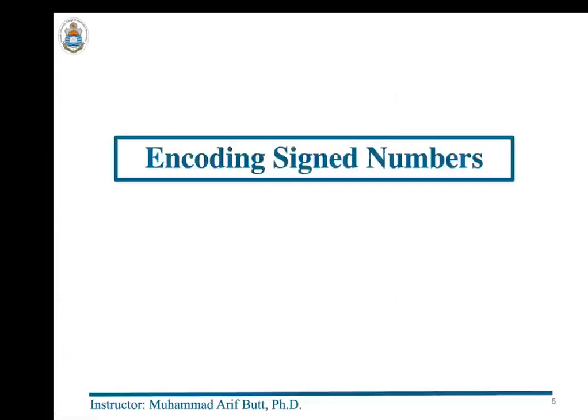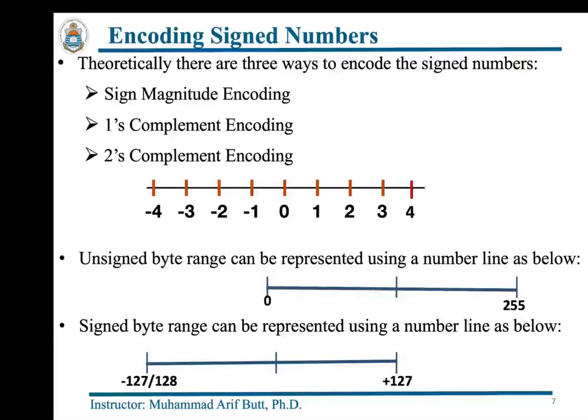So this was about the unsigned numbers. Let's talk about the encoding of signed numbers as well. By signed number, I mean a number with a sign. A signed number or an integer can be positive or negative. And theoretically, there are three different ways to encode signed numbers. The first is the sign magnitude, then one's complement, and then the two's complement.